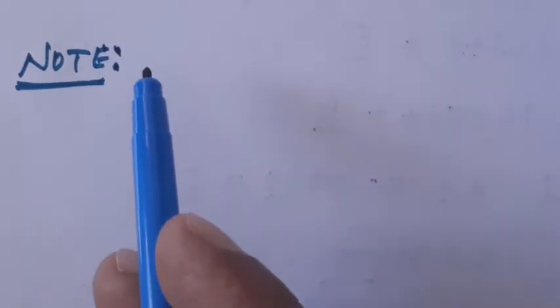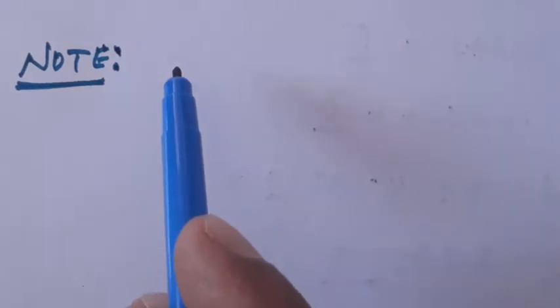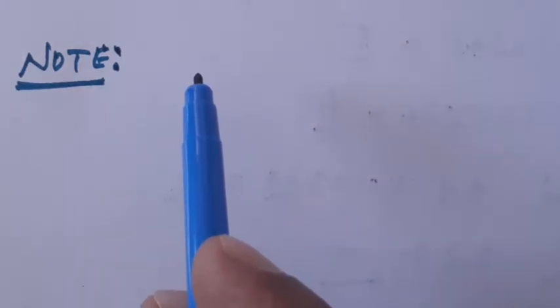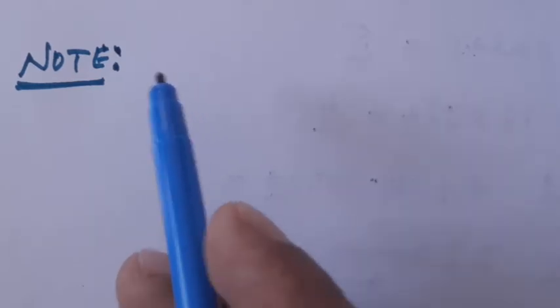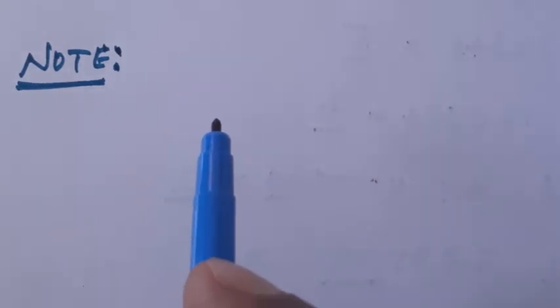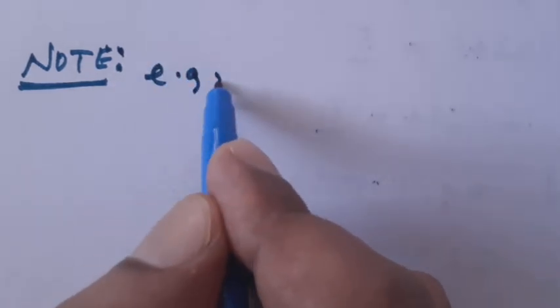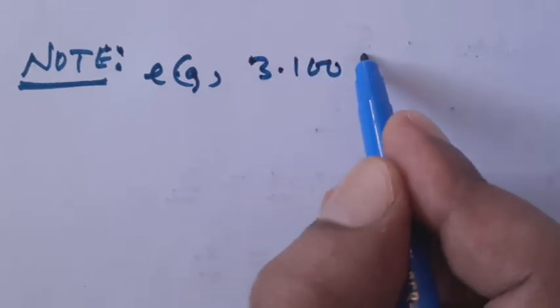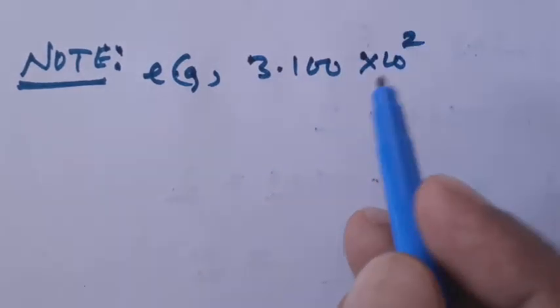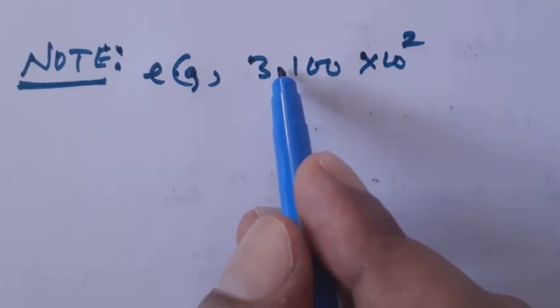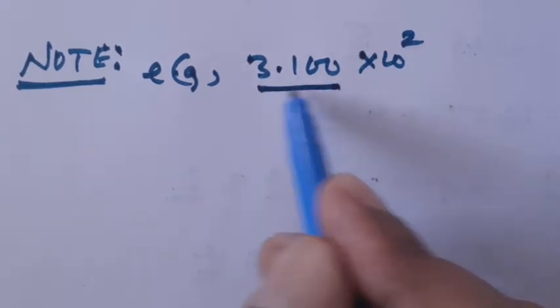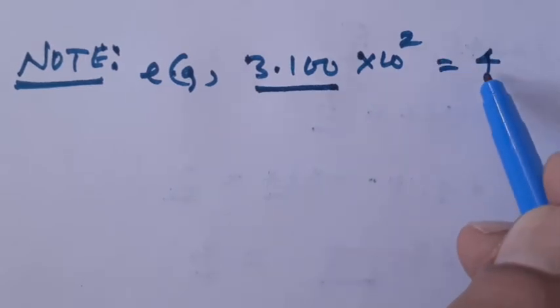The power or exponent of 10 is irrelevant to the determination of significant figures. That means 10 to the power of something, the exponent of 10, does not play any role in the significant figures. For example, 3.100 times 10 to the power 2. So what is the significant figure here? The decimal point is here. All these are considered as significant. So the significant figure in this case is 4.